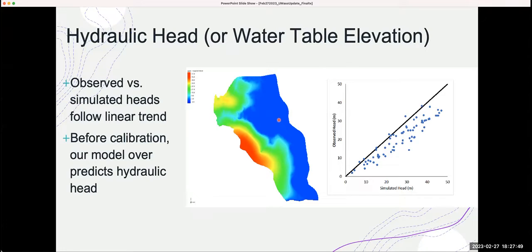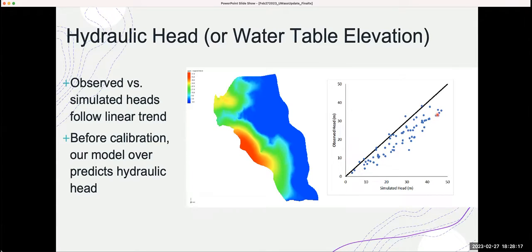And then if we jump over to the plot on the right, on the x-axis is the simulated head, that's the water elevation that our model predicts, and on the y-axis is observed head, that is the water table elevation that's actually measured from a well. So it's the actual groundwater elevation. You can see they follow a linear trend.